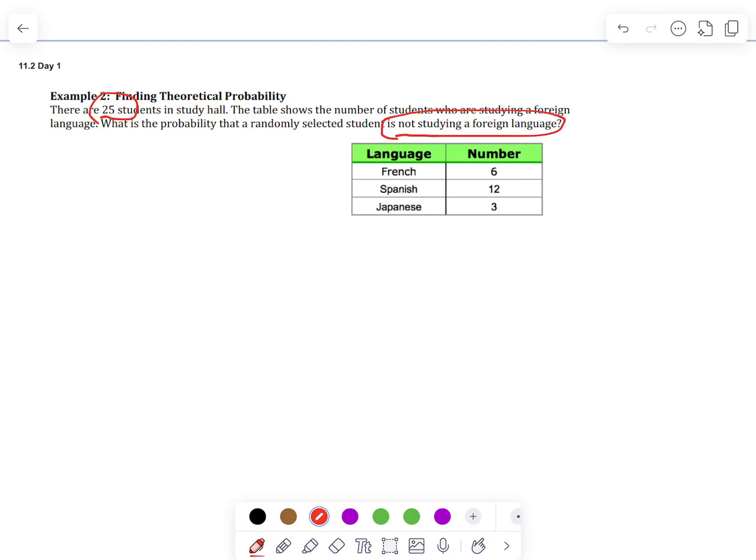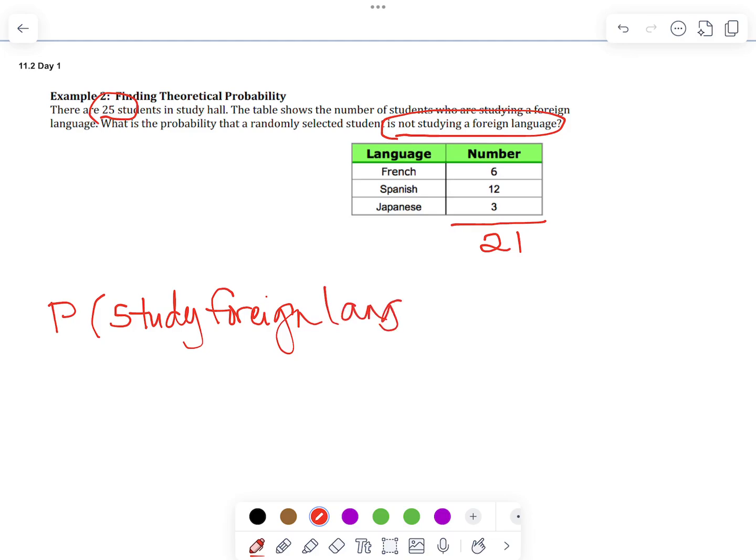So what we want to do is add up the total of students that are studying a foreign language, so 6, 12, and 13, which is 21. So these are all the students that are studying a language. So I'm just going to go ahead and write the probability of a foreign language. So that's 21 out of 25 that are.